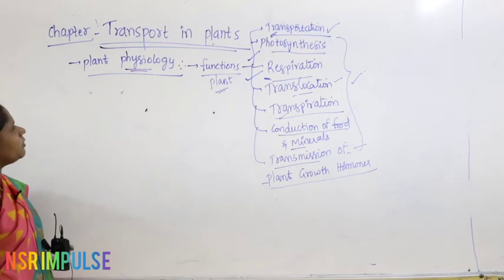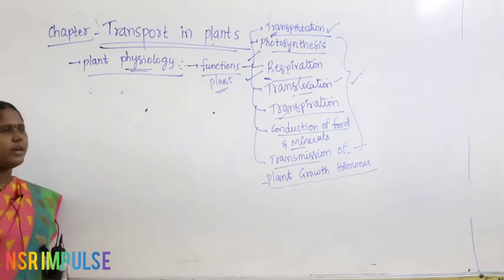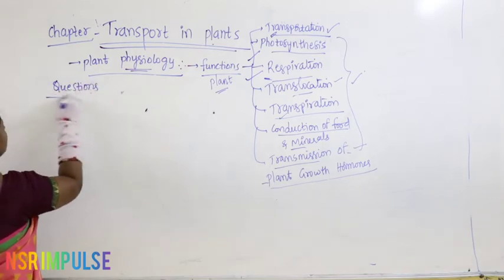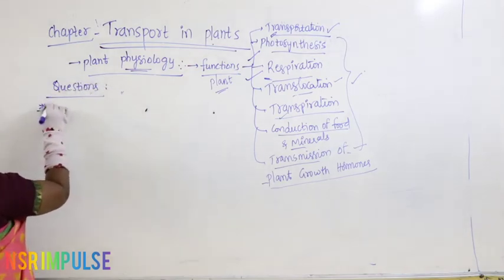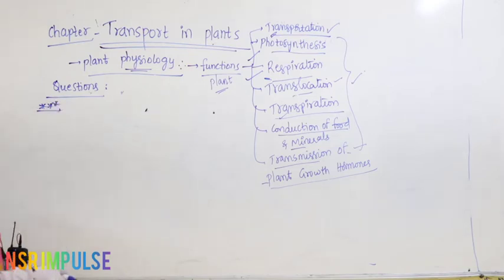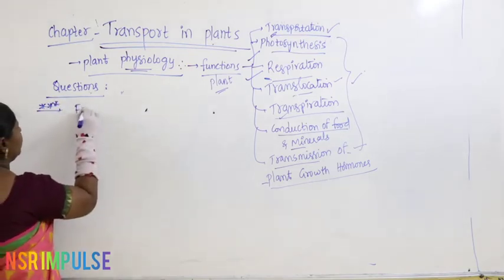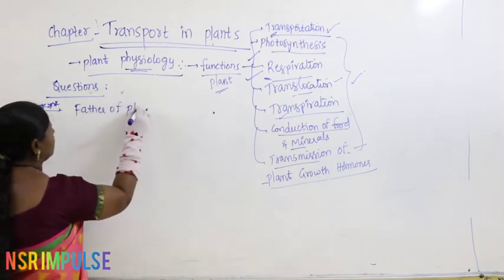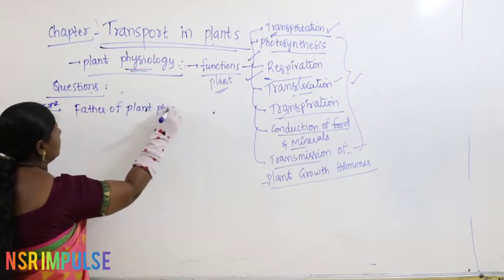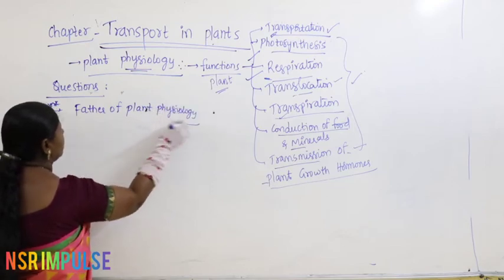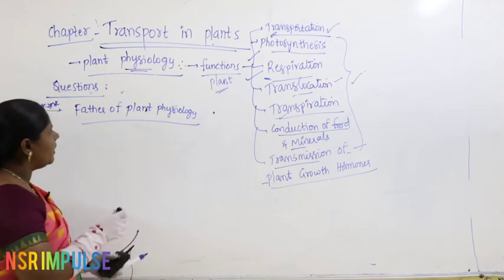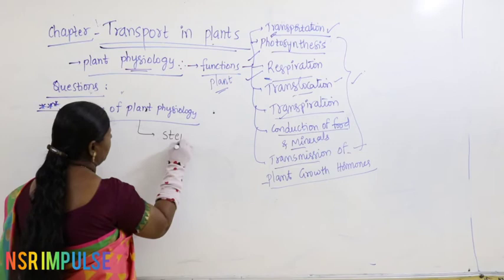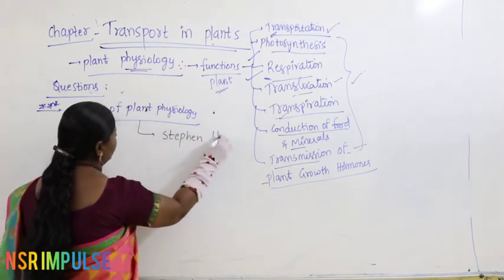Right, now we are coming to plant physiology. Whenever you get the question, I am giving you questions, questions means note points, very important note points. Who is the father of plant physiology? Then you have to remember the answer. The scientist name is Stephen Hales. Stephen Hales.